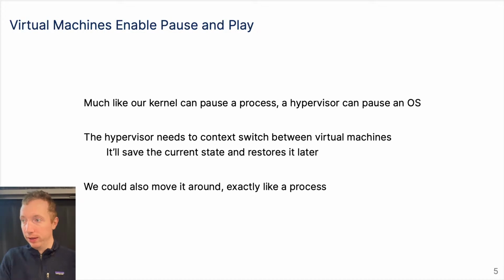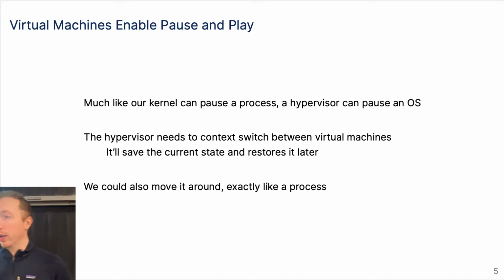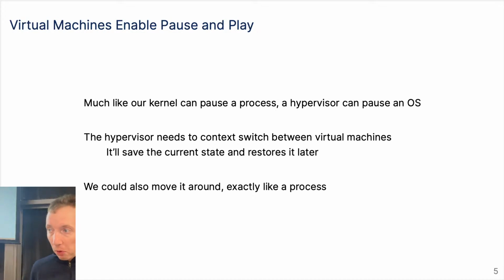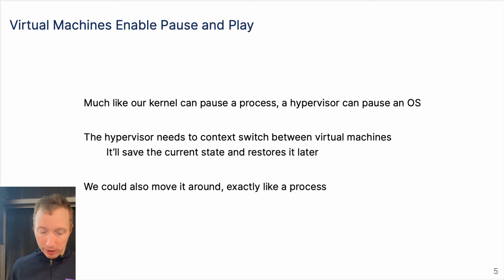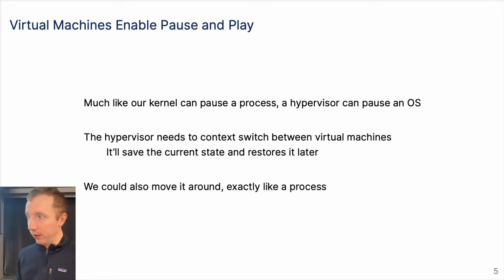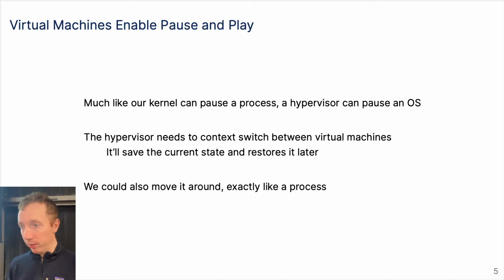The only difference is it would save registers and values that are also only accessible to the CPU instructions running in kernel mode. So it would save more registers, but other than that, it's fundamentally the same thing as switching processes. And then, of course, because you can do that, you can move it around like a process. So you could even move it across machines if you really wanted to.